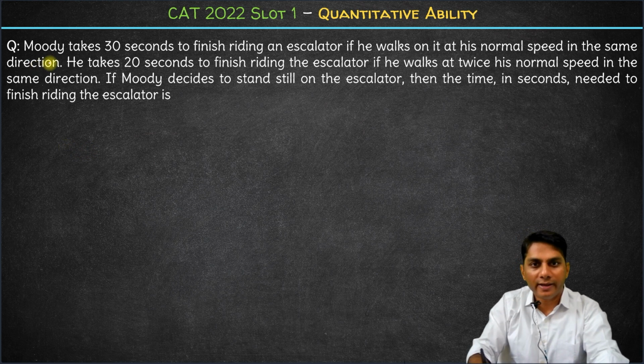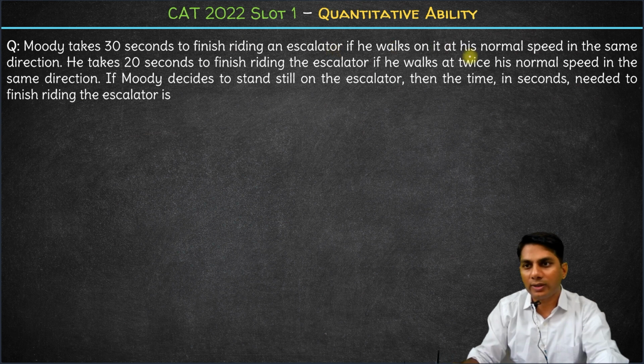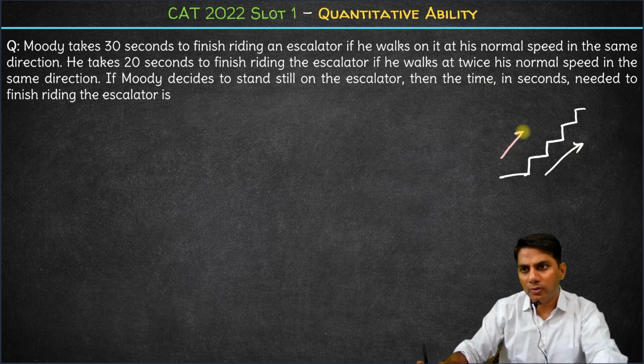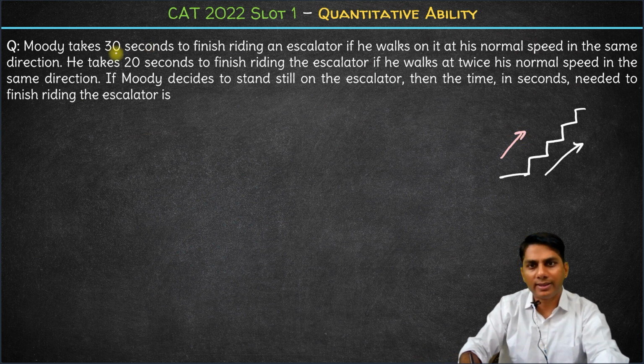Hi, here we have: Moody takes 30 seconds to finish riding an escalator if he walks on it at his normal speed in the same direction. Okay, so we basically have an escalator, like let's say this is the escalator, and let's say the escalator is going up. Now if Moody is trying to go up, it takes him 30 seconds.